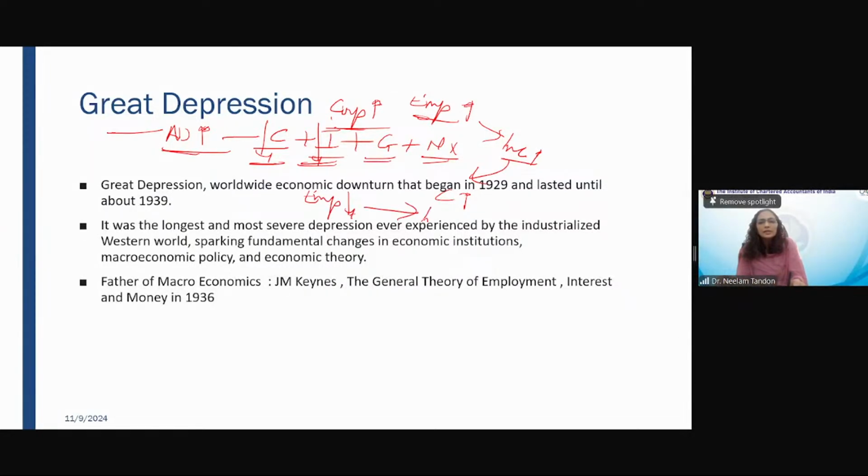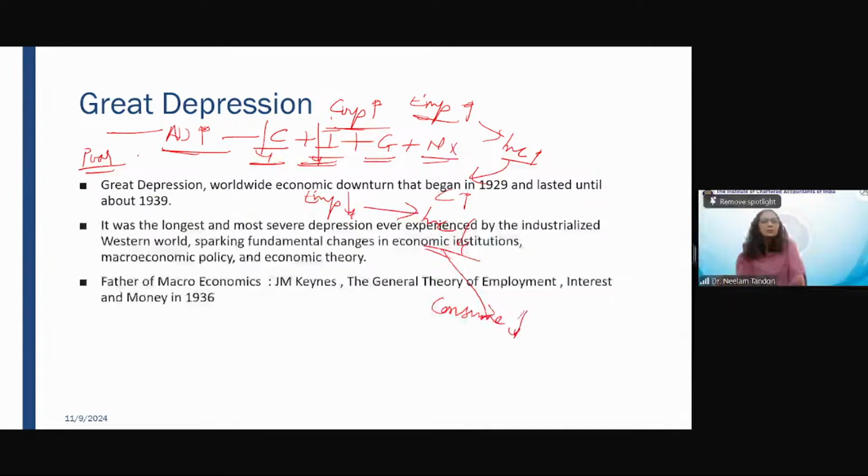Employment decreases means income will decrease. If income decreases, you will consume less. And if you consume less, that means corporate will be producing less. So this goes on and on. And if this goes on for a longer period of time, what will happen? The country will become poor.